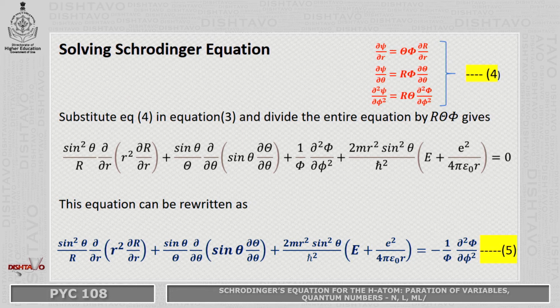This equation can be rewritten by taking the term 1 upon Phi d square Phi by d phi square to the right hand side, and that gives us equation number 5.